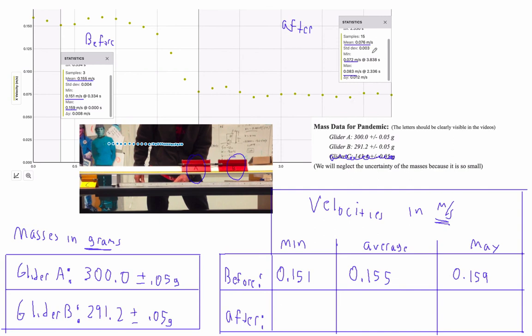Now let's look at after. Okay, the mean was 0.076 meters per second. The minimum was 0.072 meters per second, right? And the max was 0.083, okay? Do we have that all right? Yeah. Okay, let's just double check. So we got that. That's afterwards, right? And then before we've got the mean is this, the min is that. There we go. All right. So that is how to make a nice data table. All right.